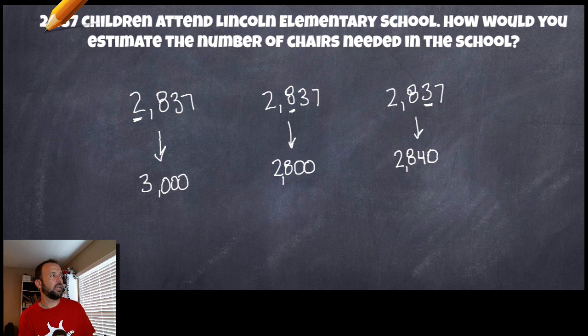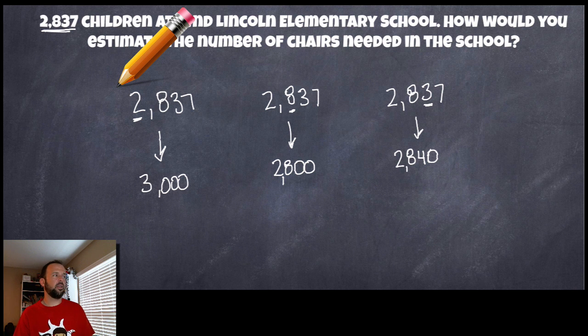So looking at this problem again, we know about 2,837 children attend Lincoln Elementary School. Now, if that was an exact number, obviously we could order that many chairs, right? That would make the most sense. But let's pretend like that's an approximate number and we're trying to plan for next year, we're going to get new chairs, right? So about how many chairs do you think we should order?